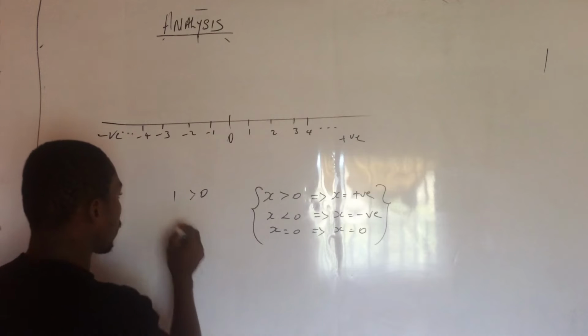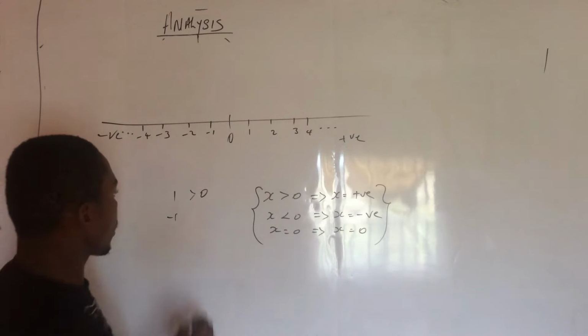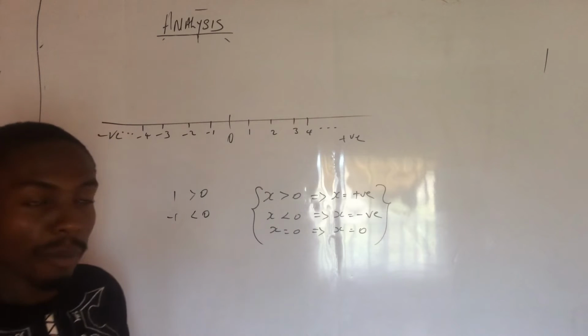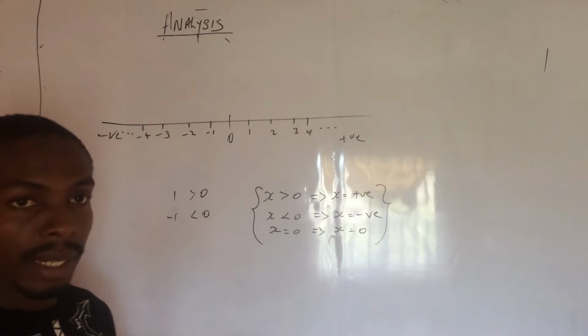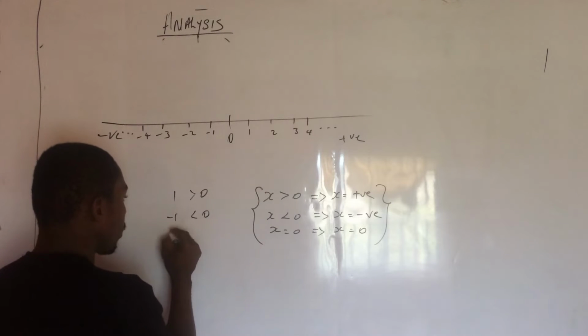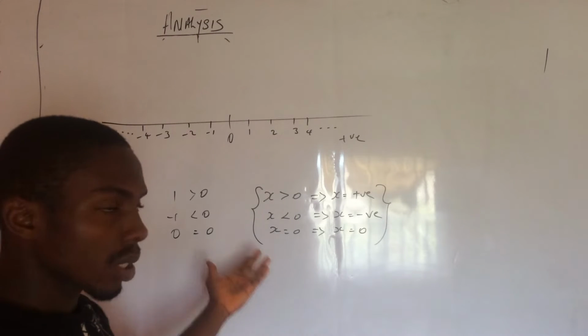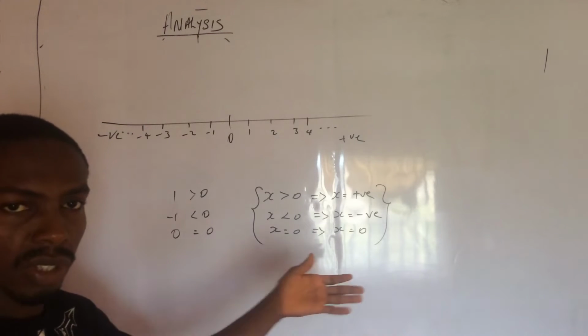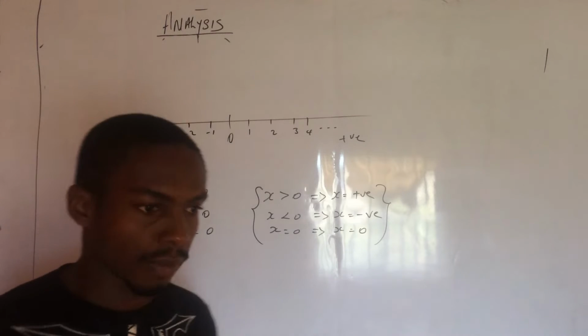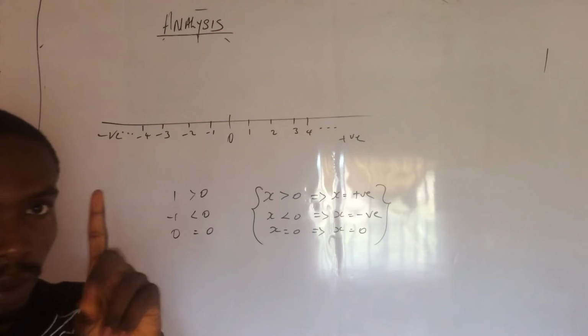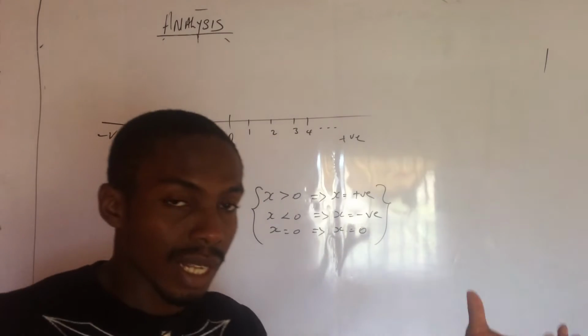Now let's pick -1. We see it here, it is less than 0, meaning that -1 is negative. Let's pick 0. It is equal to 0. What does it imply? That 0 is equal to 0. 0 is not negative, 0 is not positive.